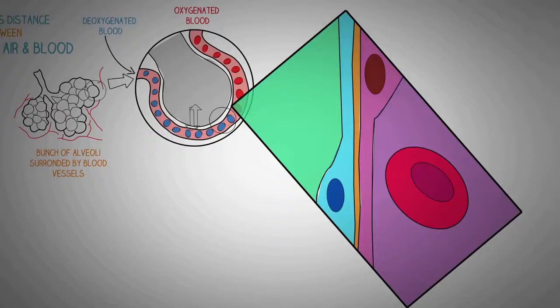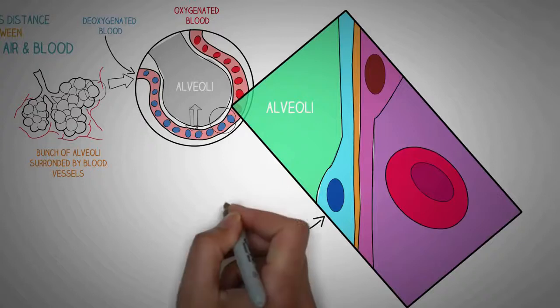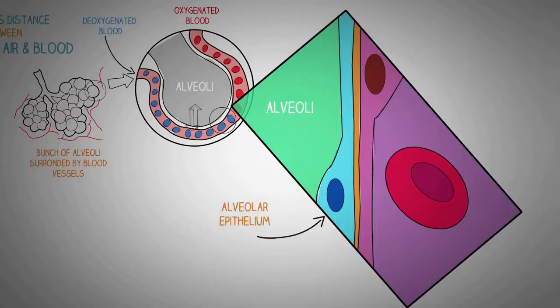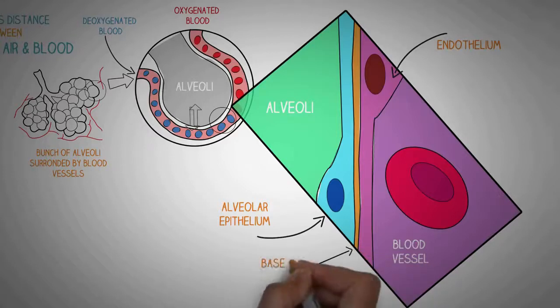If we take a closer look at the junction between the alveoli and the capillary wall, you can see that the green side represents the space inside the alveoli. The cells in sky blue represent the alveolar epithelium. On the other side, we have the blood vessels which contain the RBCs, and the wall of the blood vessel is the endothelium. In between them is the basement membrane which separates these two cell layers.